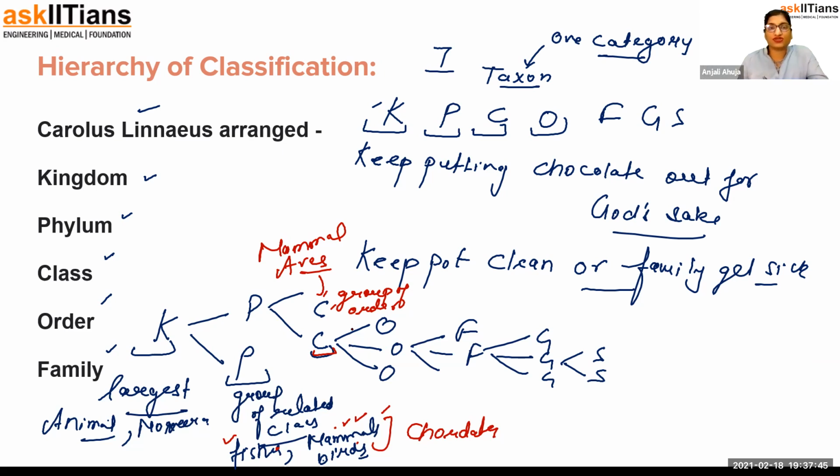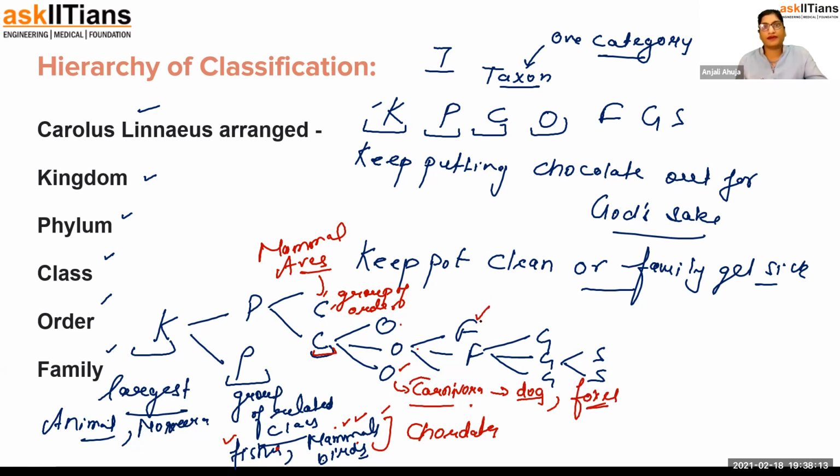Okay, so the next one is order. Order is a group of related families. I don't have to write it, but yeah, it's a group of related families. For example, the family of cat and the family of dog are related to the order Carnivora. A family of dogs, a family of foxes, they all are carnivores. So carnivore is the order.